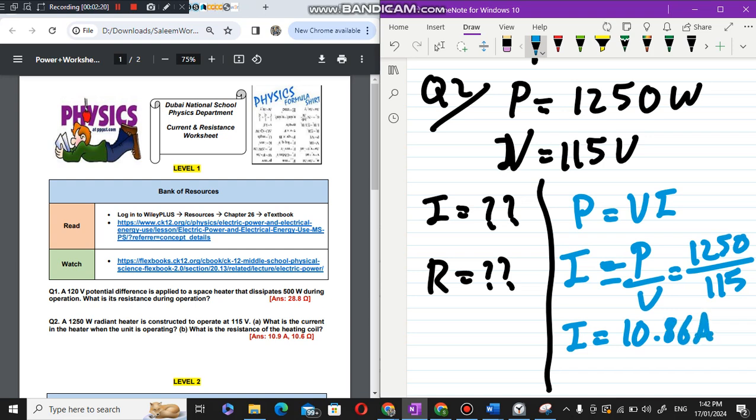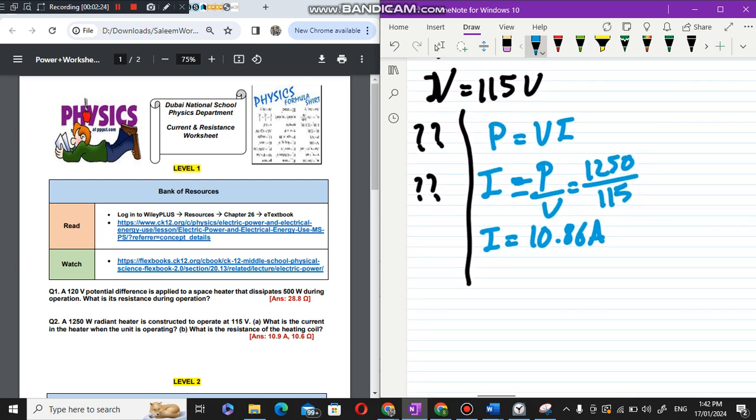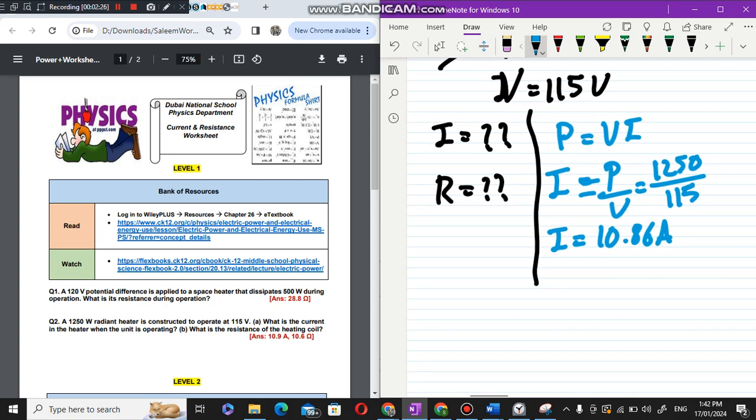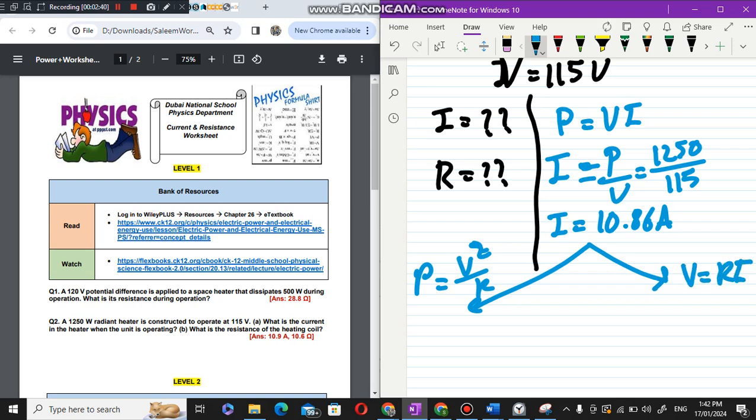Then they are asking to find resistance. You can use two methods to find resistance. You have two approaches. First approach, you can use that power is equal to voltage squared over resistance, or you can use that voltage is equal to R times I, and you can find it using the power, or you can find it using Ohm's law. Also you can use power equals I squared times R. So you have three alternatives.